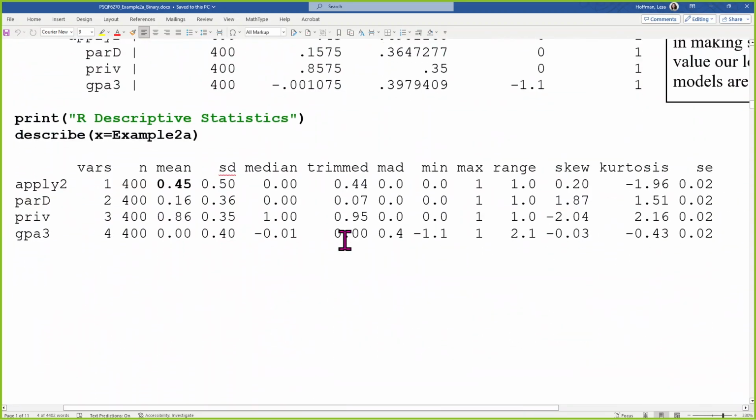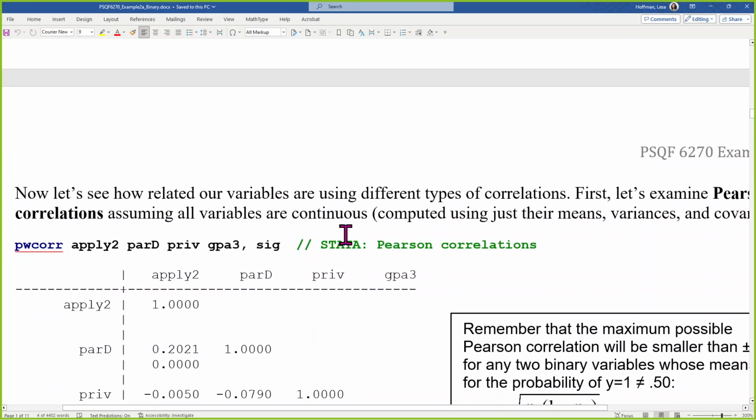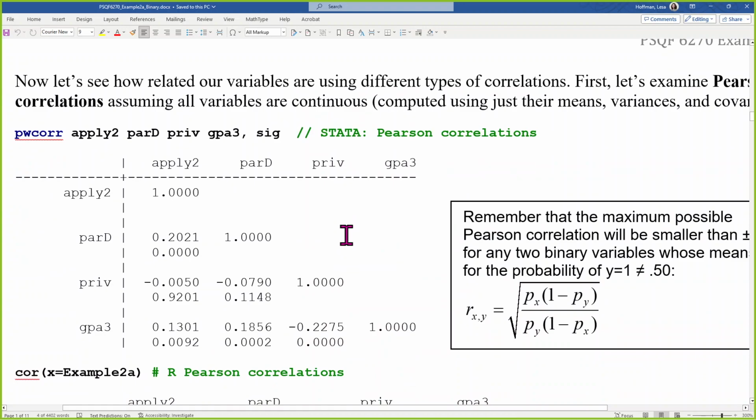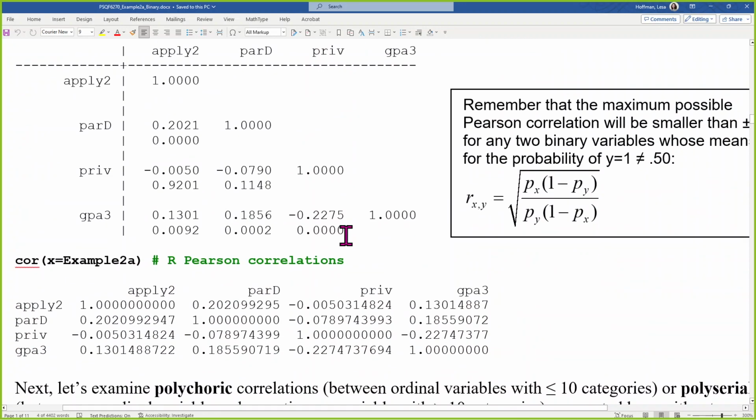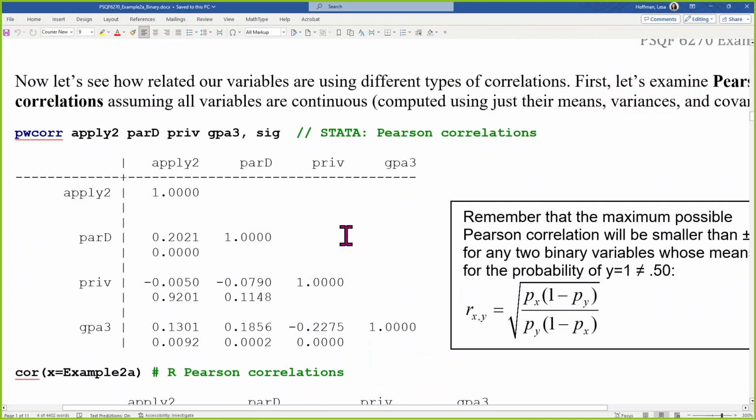So we went through descriptive statistics. We talked about bivariate measures of association last time. Remember the take home on this? What's wrong with Pearson correlations for binary data?